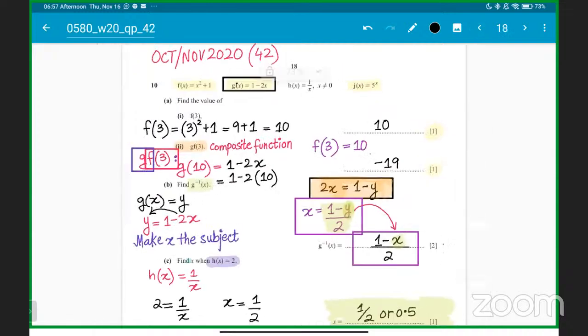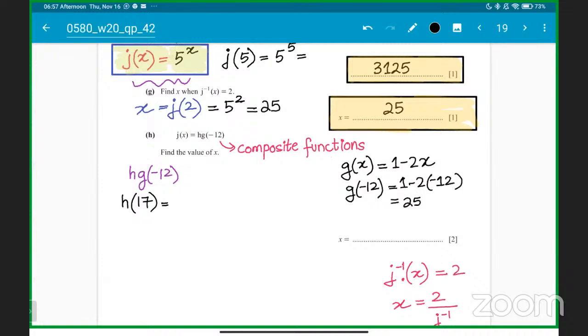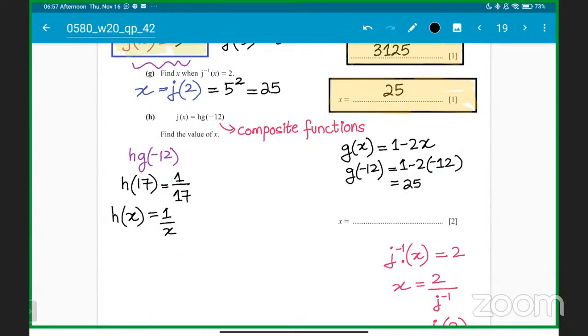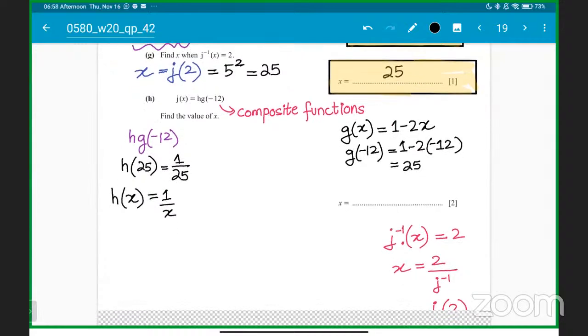Understand, you have to put it in the h function. The h function is basically, students, 1 over x. So now you're going to put that value there. So it will be 1 over 17. So eventually you can say, sorry, 1 over 25, my bad. 1 over 25. People getting it clear?